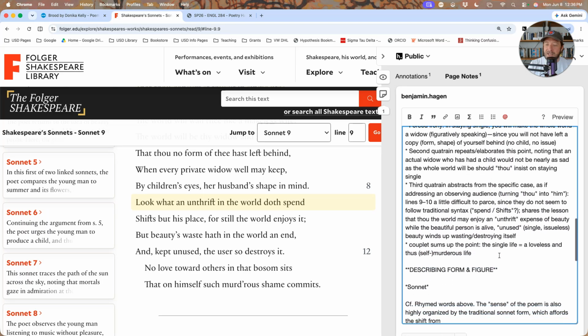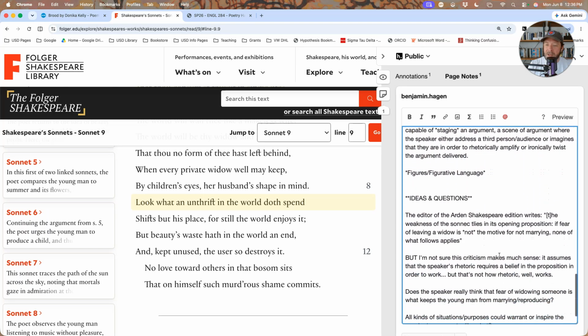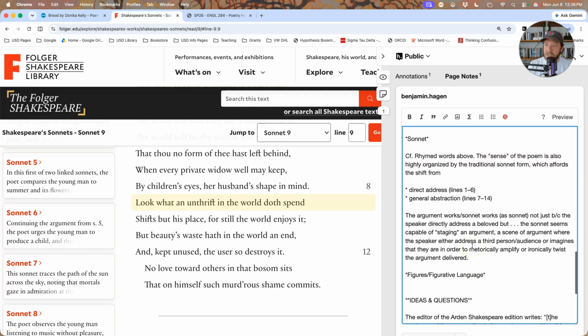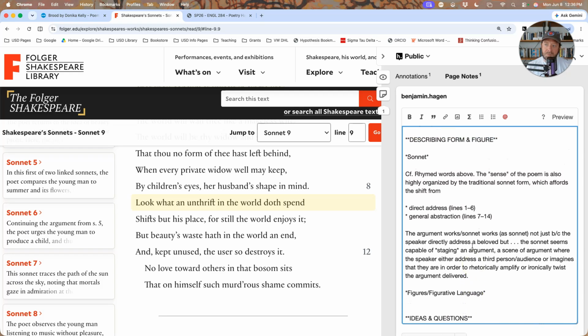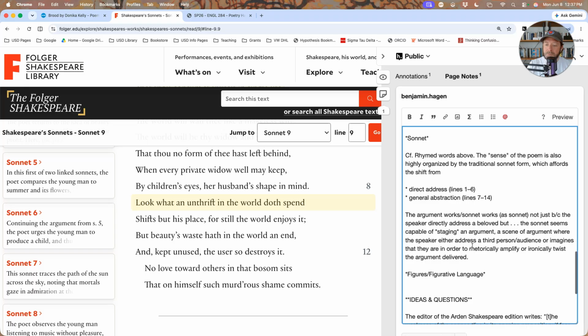As we'll talk about maybe when we get to ideas and questions, sometimes Shakespeareans or readers of Shakespeare will kind of evaluate or judge the quality of the argument given. Is this really persuasive or not? That seems to me to miss the point of what the sonnet is and what it's up to. But I'll come back to that in the next video or in a video in the near future.